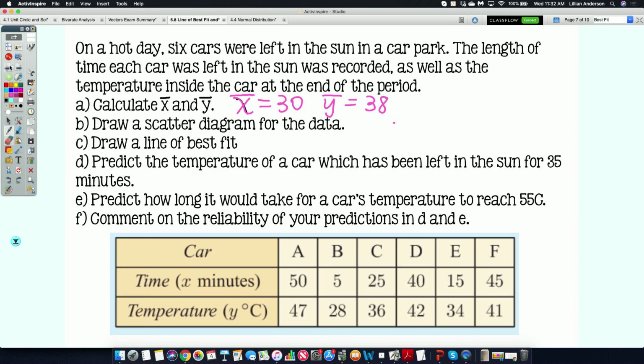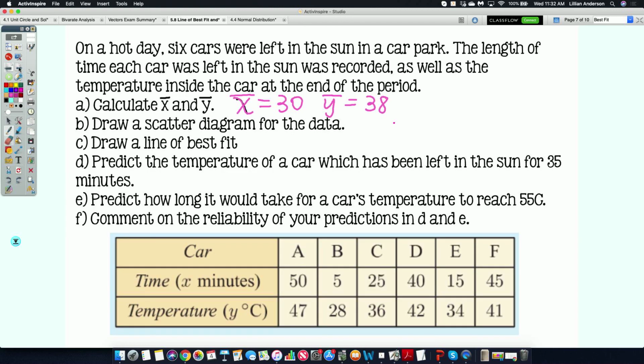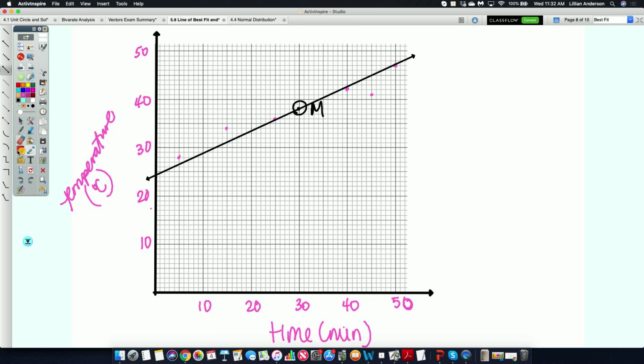Okay. So now we want to predict the temperature of a car which has been left in the sun for 35 minutes. So 35 minutes. Does that lie in between my points? Yes, it does. So that means the prediction of a car that's been in the lot for 35 minutes is probably going to be a pretty good prediction of the temperature. So I'm going to go ahead and go at 35. It was 35, right? Going to go at 35.